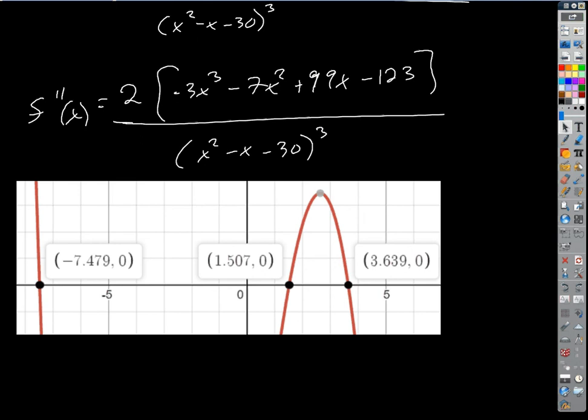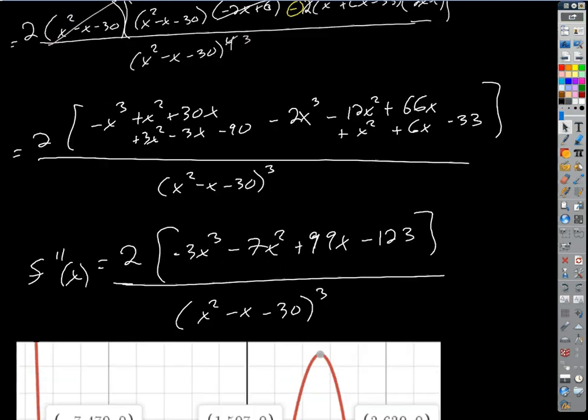Okay, so in our domain, what was our domain again? Everything except 5 and negative 6, or 5 and negative 5, or 6, negative 5 and 6. So all of these numbers we would have to add to our table, right? Let's just round them to one decimal place: negative 7.5, 1.5, 3.6. Somebody write those down. Right, so those are zeros, and we'll even cheat and use this graph of the second derivative.